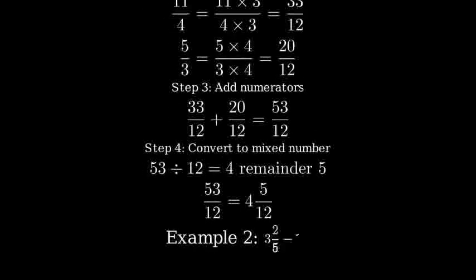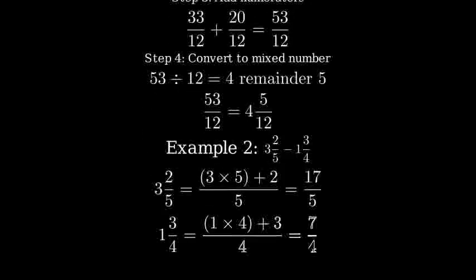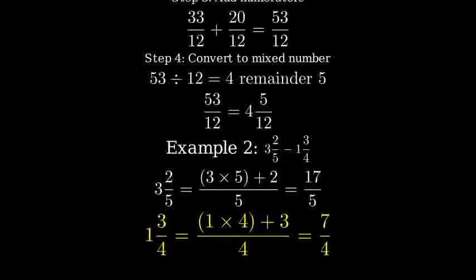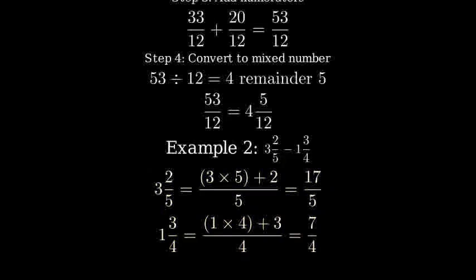Let's try a subtraction example. 3 and 2/5 minus 1 and 3/4. First, convert to improper fractions. 3 and 2/5 become 17/5. 1 and 3/4 become 7/4.